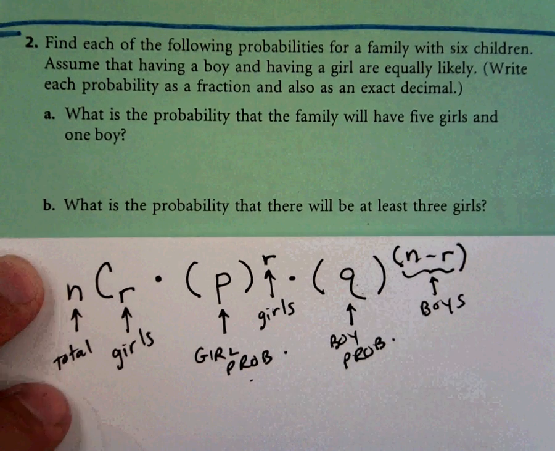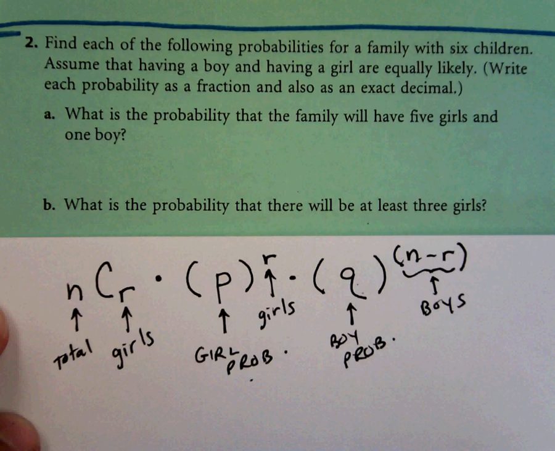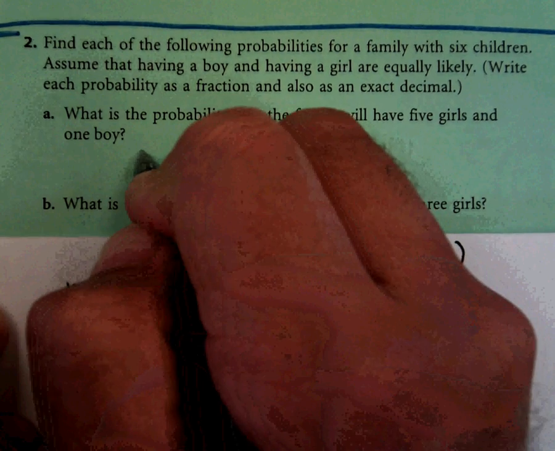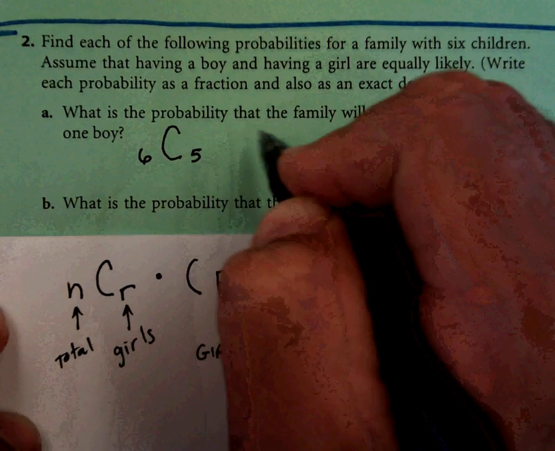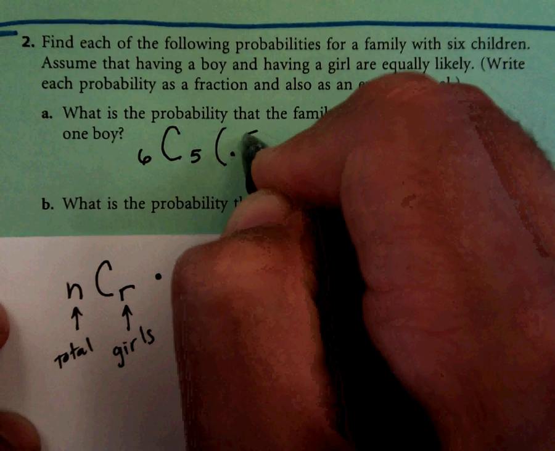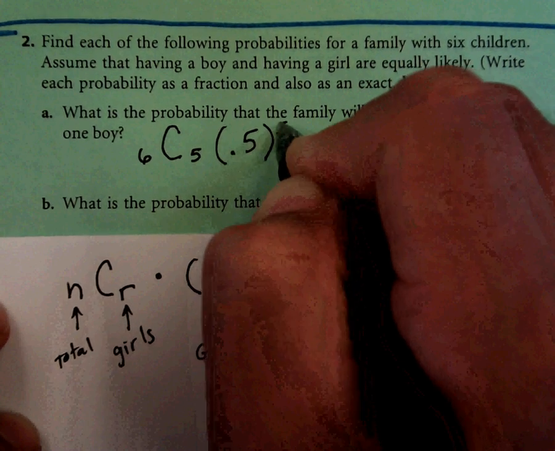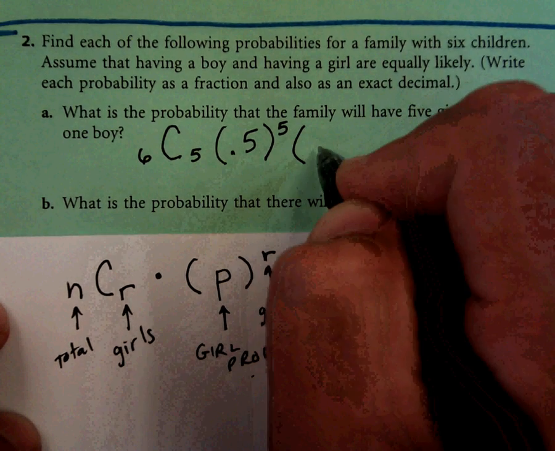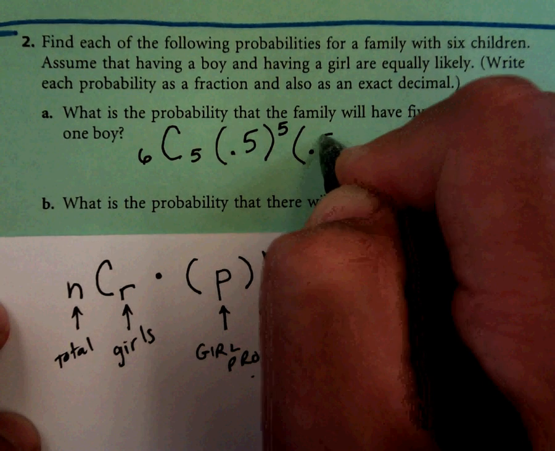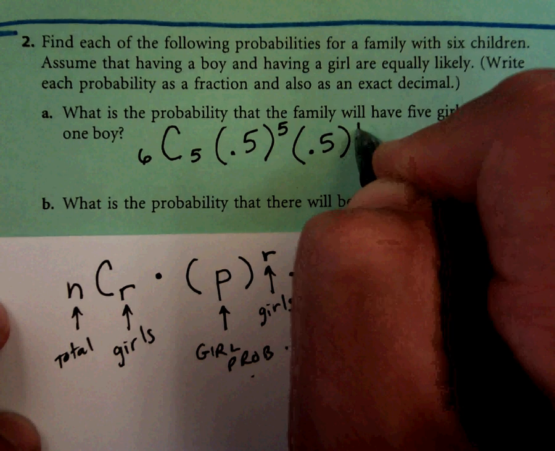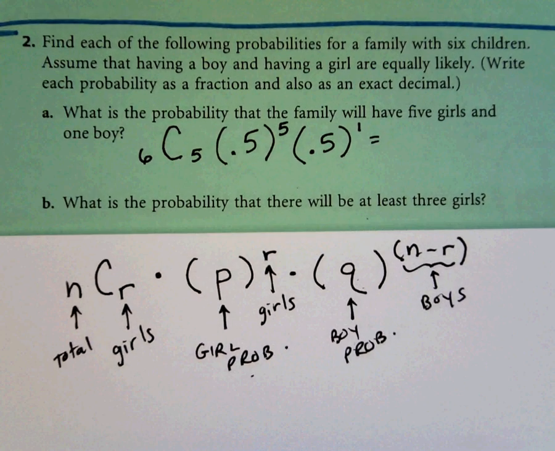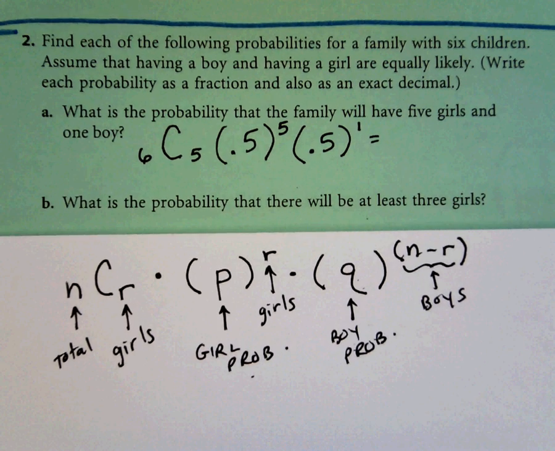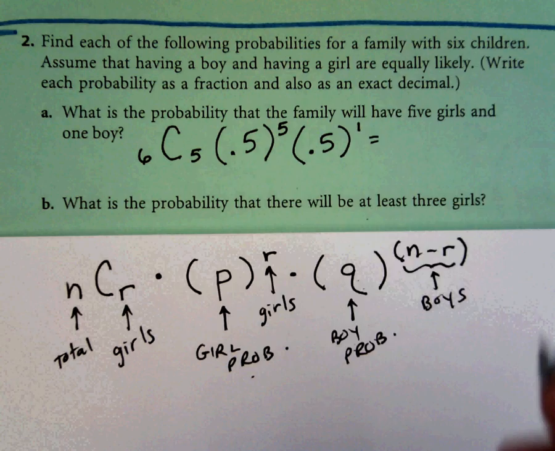So for A, what's the probability that they'll have 5 girls and 1 boy? That's 6 total kids. We're going to choose to have 5 girls times the probability of a girl to the number of girls power times the probability of a boy to the number of boys power. Punching all that in from left to right on your calculator gives you an answer of 0.09375.